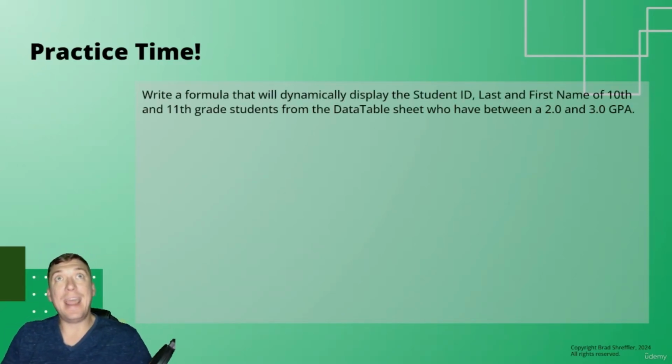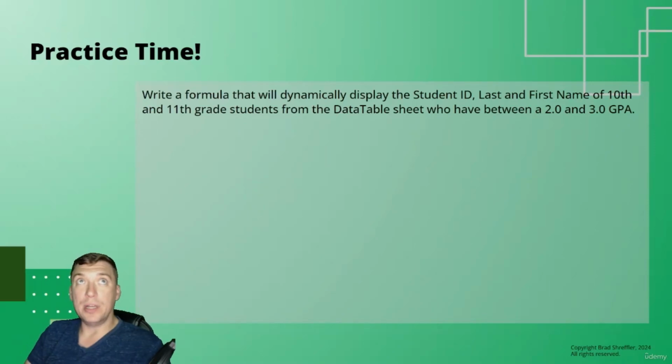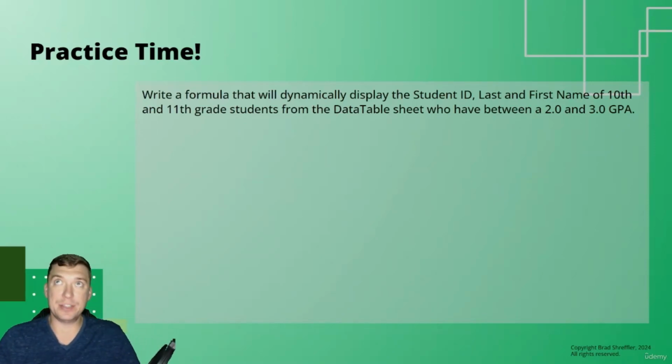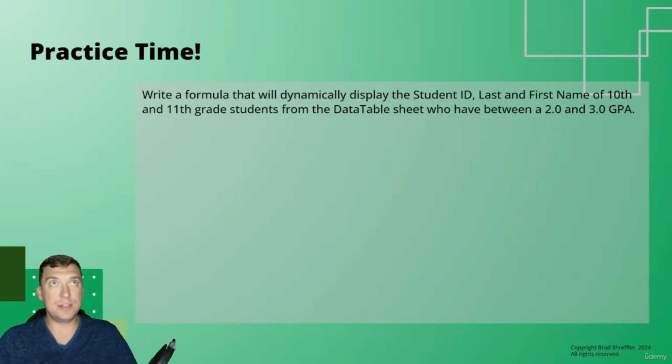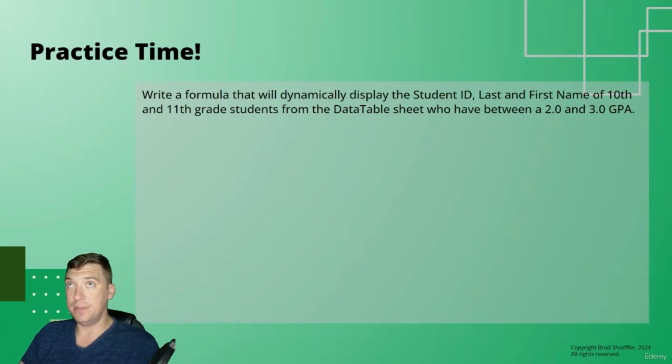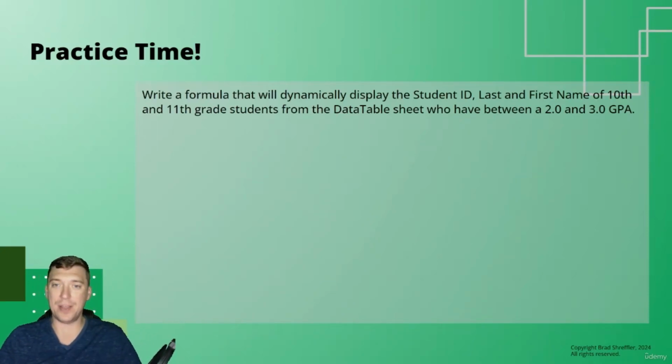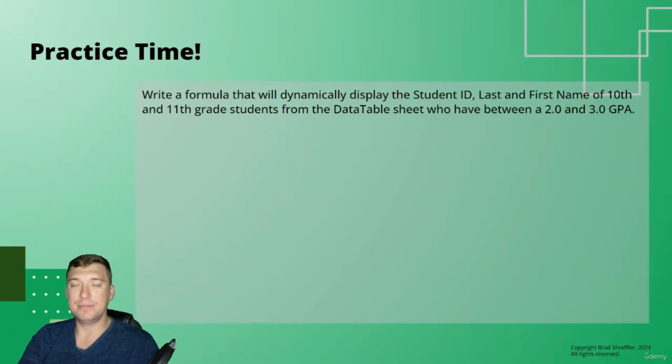Our practice for today, in the practice tab, write a formula that will dynamically display the student ID, last and first name of 10th and 11th grade students from the data table sheet who have between a 2.0 and a 3.0 GPA. Pause for practice.